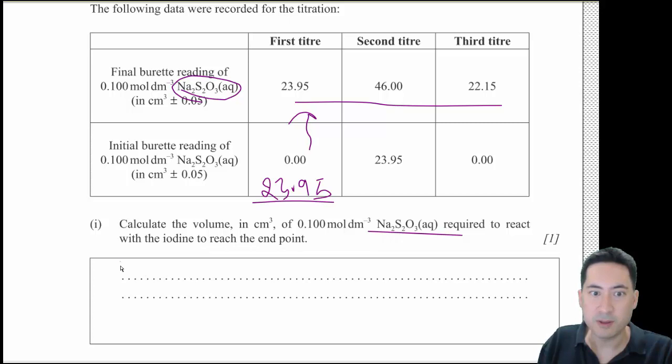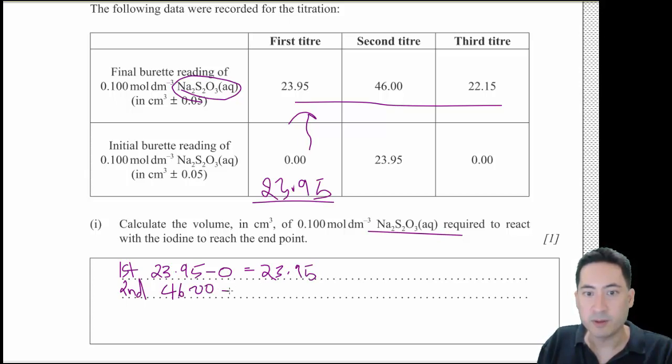Alright, so the first titration here is going to be 23.95 minus 0 equals 23.95, and then the second attempt will be 46.00 minus 23.95. So do that in the calculator, and that's 22.05, which is a fair bit different. I've got titration videos available if you want to see how to do it and why that's wrong, which I made just for IB.